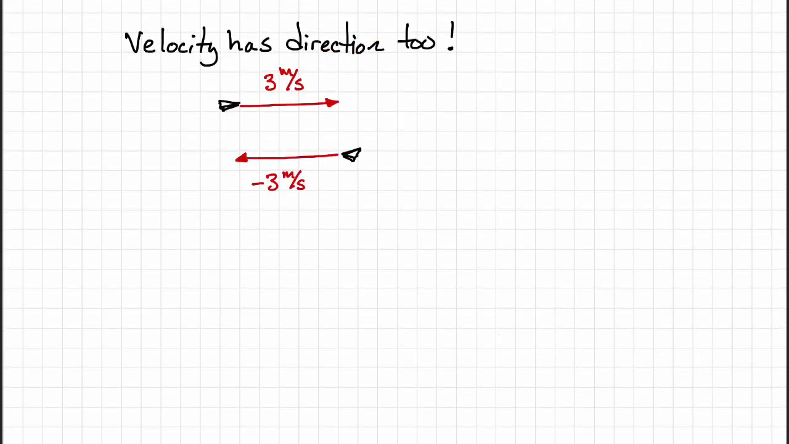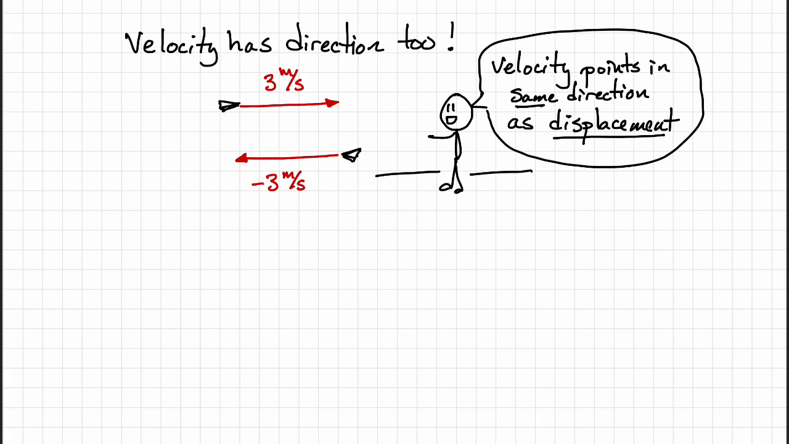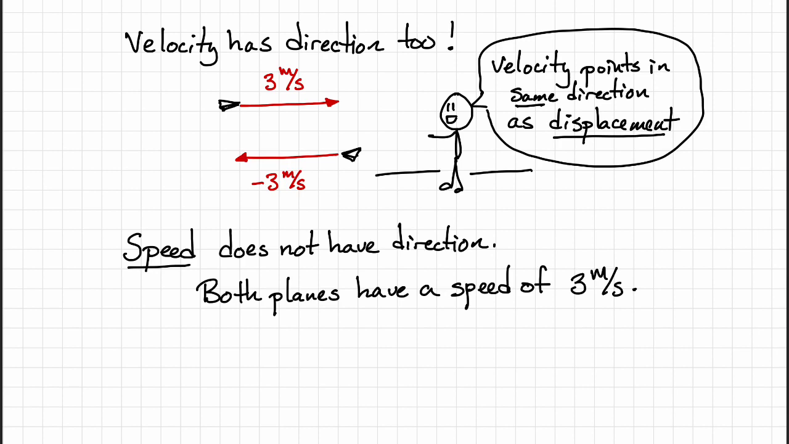Like displacement, velocity has a direction too. Both of these paper airplanes are traveling in different directions and have different velocities. Velocity points in the same direction as displacement. Speed, on the other hand, does not have direction. Both planes have the same speed.